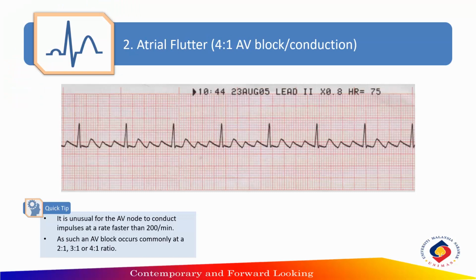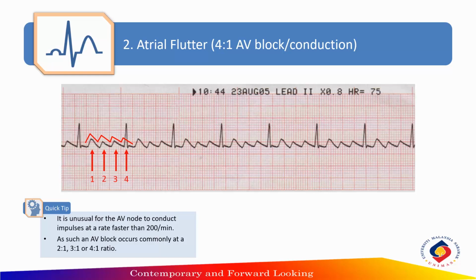Let's now take a look at this next rhythm, which has a very similar feature as the previous one. We once again observe flutter waves. This time, however, we can see that there are more sawtooth waves preceding each QRS. More specifically, there are 4 flutter waves.